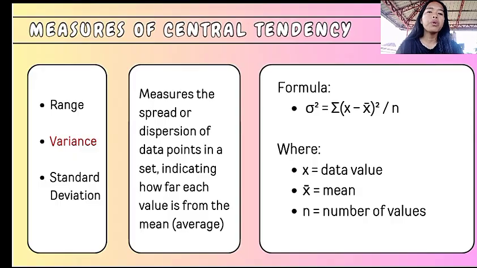When working with a sample instead of an entire population, we use the formula s squared equals the summation of x minus x bar squared divided by n minus 1. Dividing by n minus 1 helps give a more accurate estimate of the population variance.